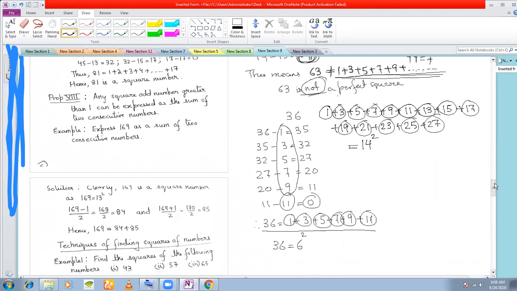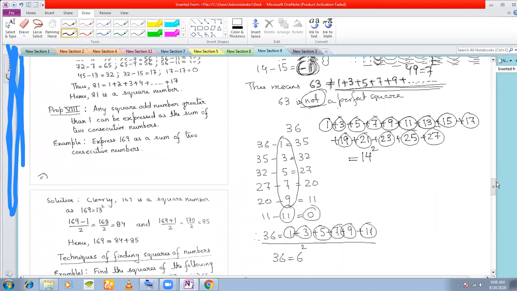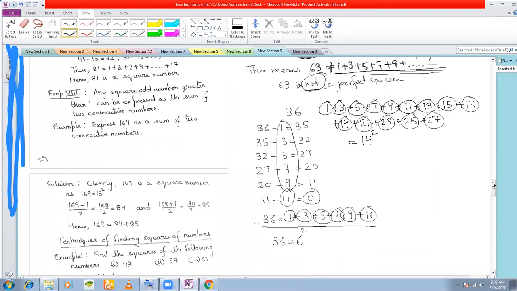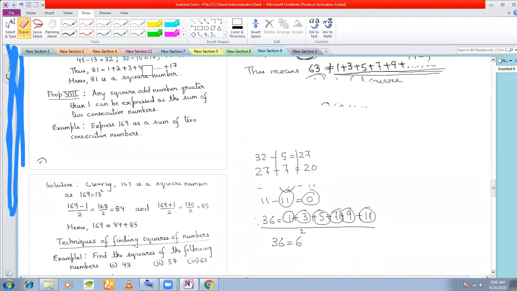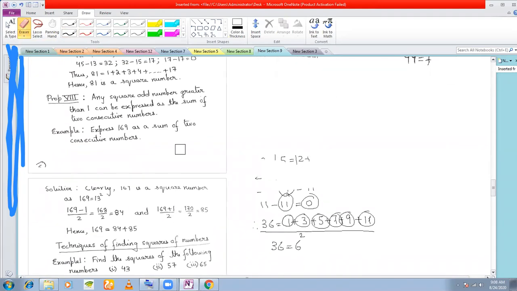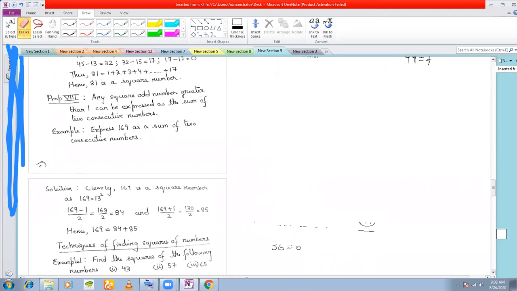Yes, sir. Fine. So we move on to the next property. Property number 8: any square number greater than 1 can be expressed as the sum of two consecutive numbers. Now remember, this property holds only for square numbers, not for all numbers. So if I give you a square number like 169, I want to express 169 as a sum of two consecutive natural numbers.